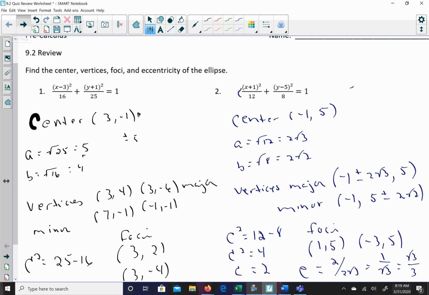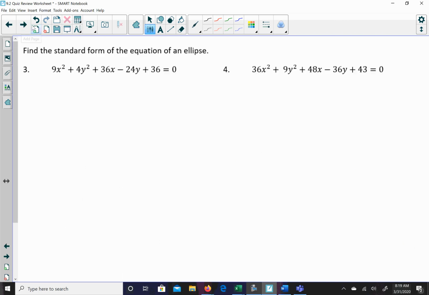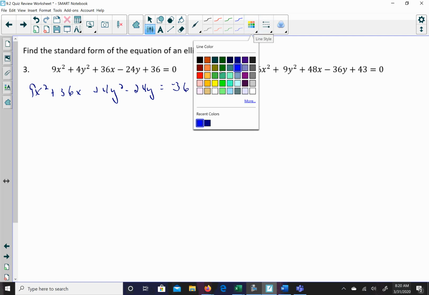Okay, moving on to number 4. I'm sorry, number 3. Don't know how to count. Write the standard form of the equation of the ellipse. So all I'm going to do is put my x's together, my y's together, and complete the square. So I'm going to say 9x squared plus 36x plus 4y squared minus 24y, and then putting that 36 over to the other side to get it out of my way for completing the square.